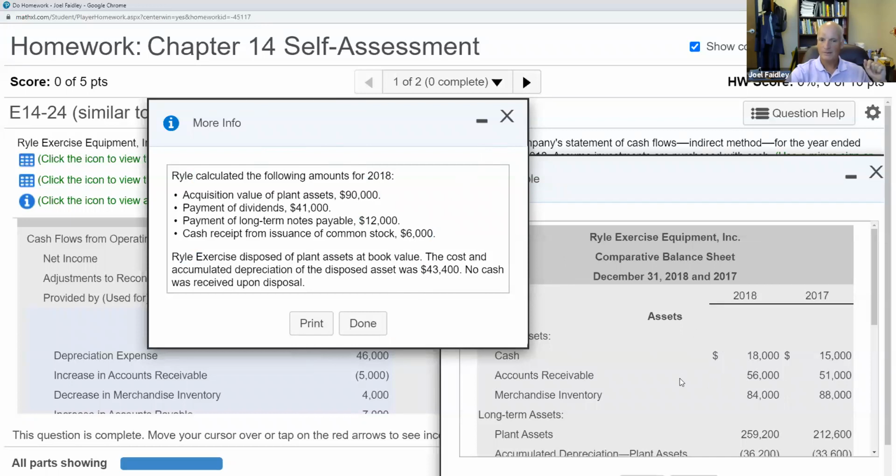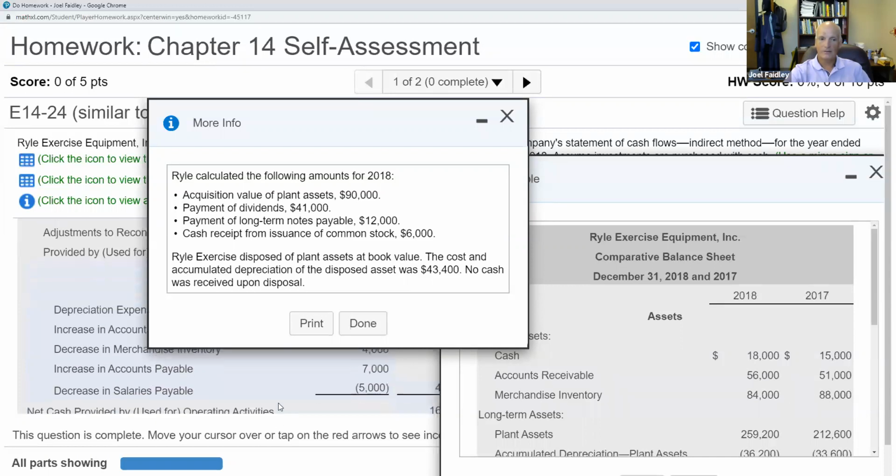Once you're done with the income statement, all we're doing is comparing your accounts receivable, inventory, long-term assets, long-term liabilities, current liabilities, equity. So there my accounts receivable went up 5,000. So we know that's a negative, right? You know that by now. Accounts receivable went up 5,000. That's $5,000 of revenue that's in your income statement that you didn't receive cash for. All right, a decrease in merchandise inventory. So it went down 4,000. So that's a plus.